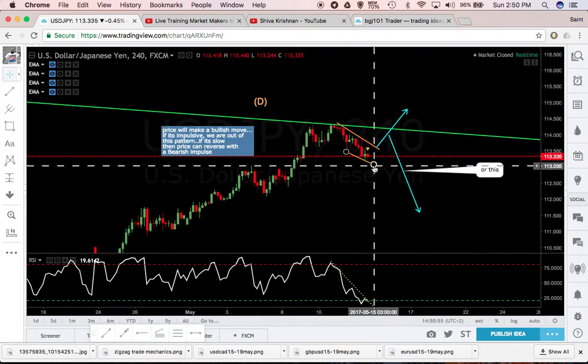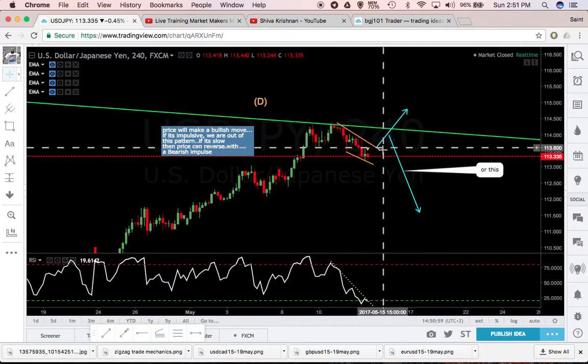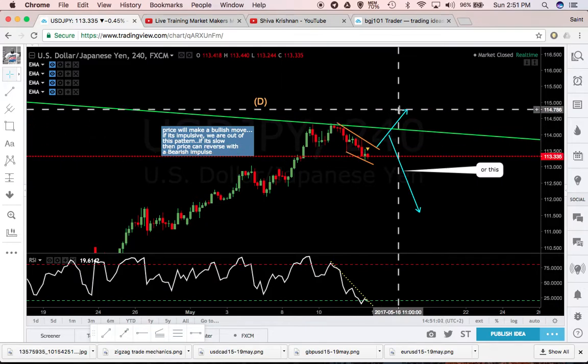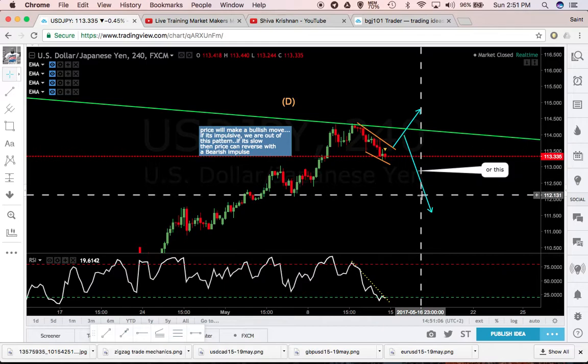But right now it's in a continuation pattern, so we're looking for a move up. As I said, if it doesn't make an impulsive move up and out of this pattern, then we'll be looking for the move to come back down.